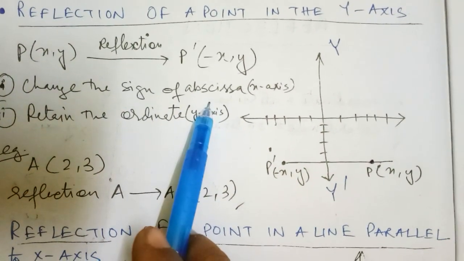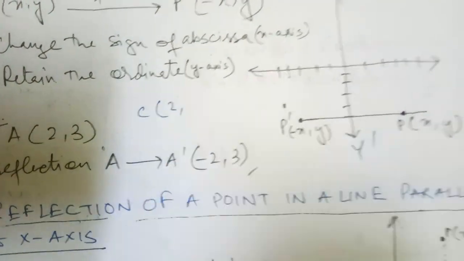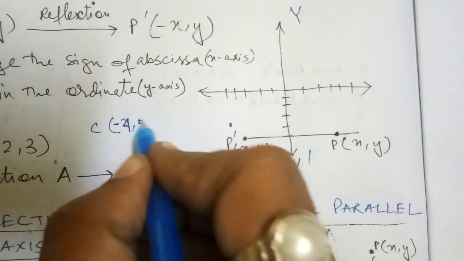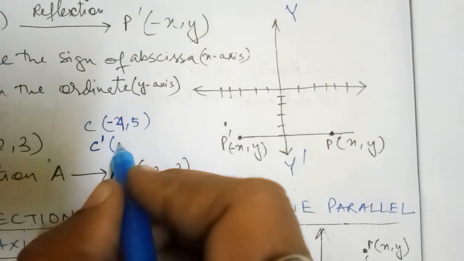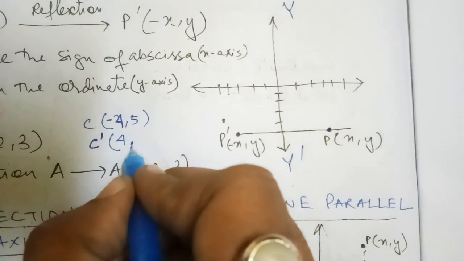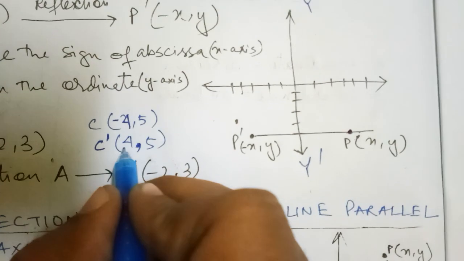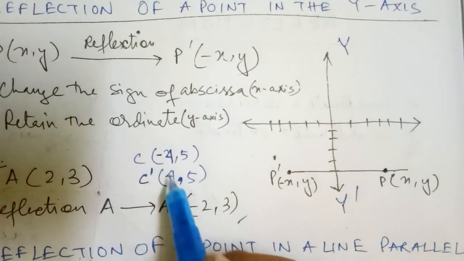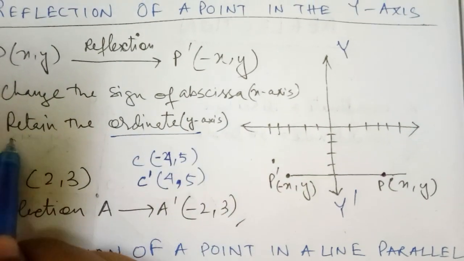Change the sign of the abscissa means what? Suppose one more example I can give you. If C is given as (2, minus 4, 5)... Now what will C dash be? 4, 5. See, I have not changed the sign over. I have not given the minus. Why? I told you, change the sign of the abscissa. That means if it is minus, it will be plus; if it is plus, it will be minus. And you have to retain the ordinate.